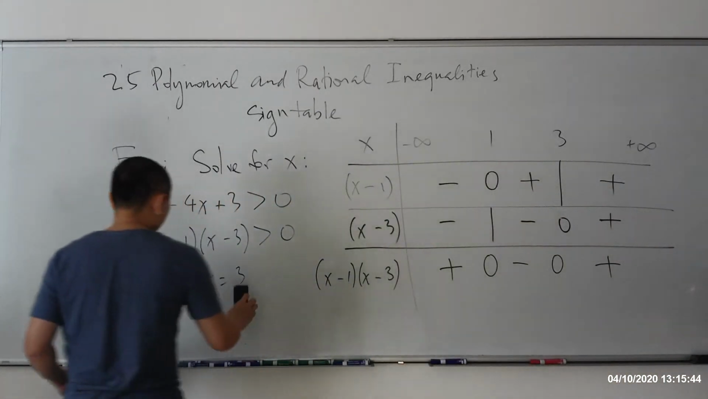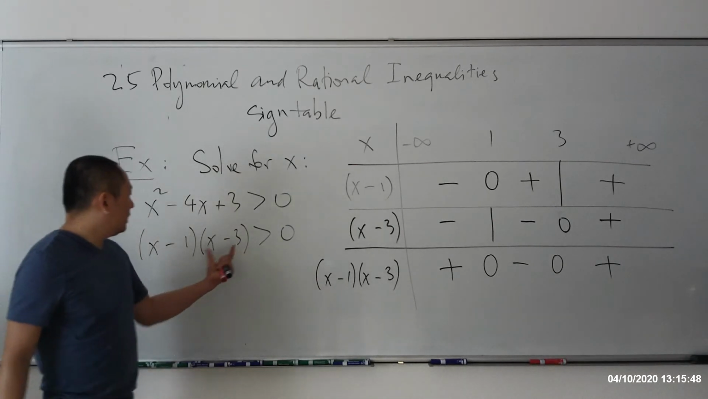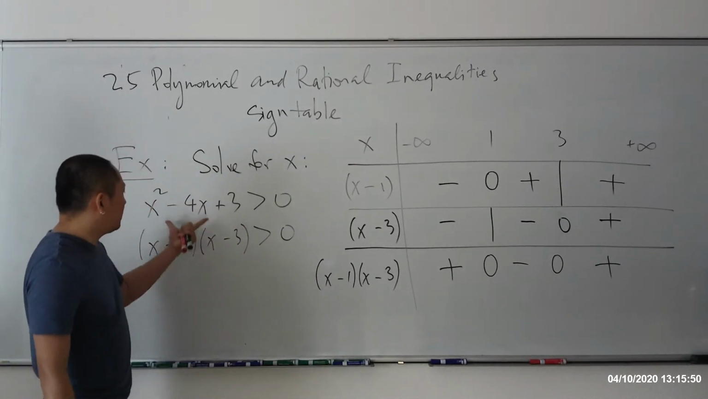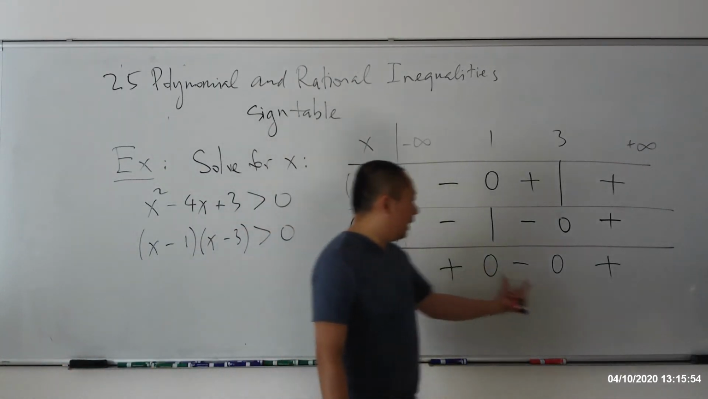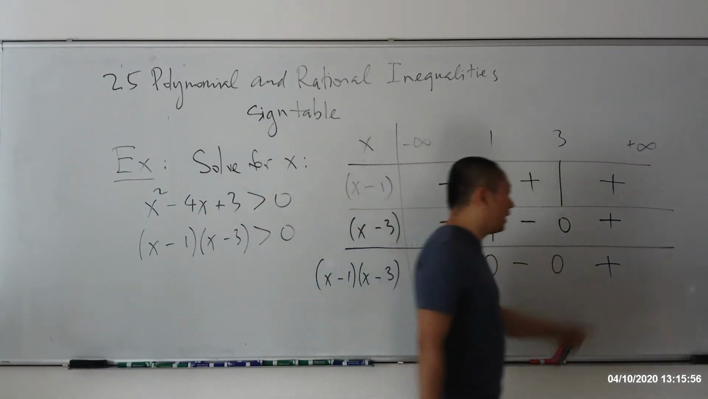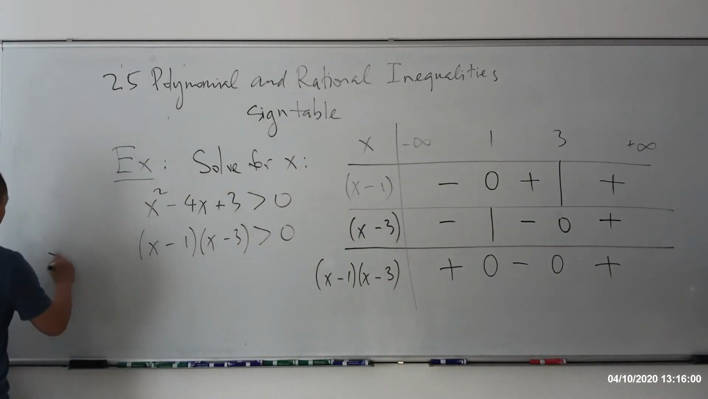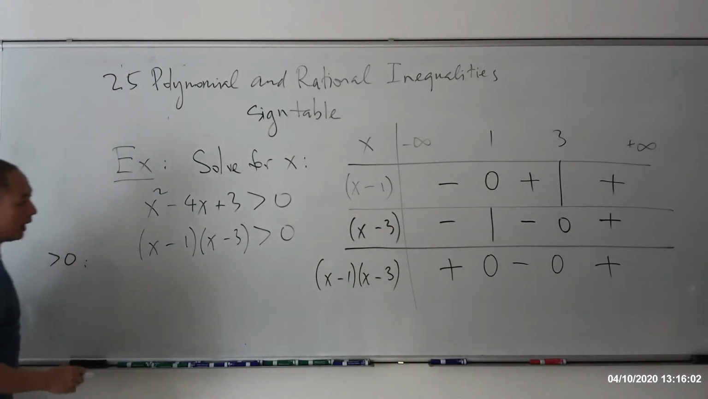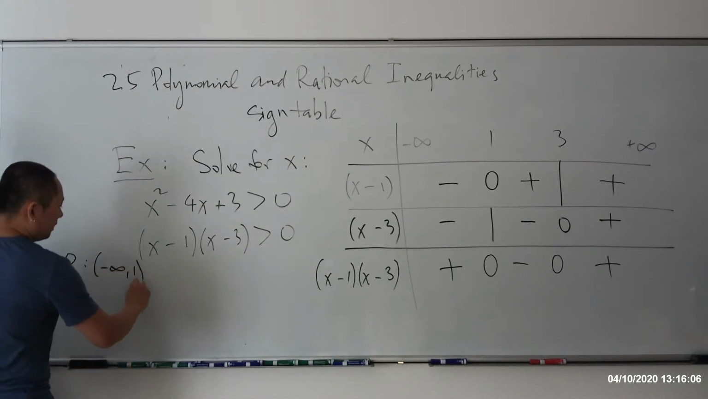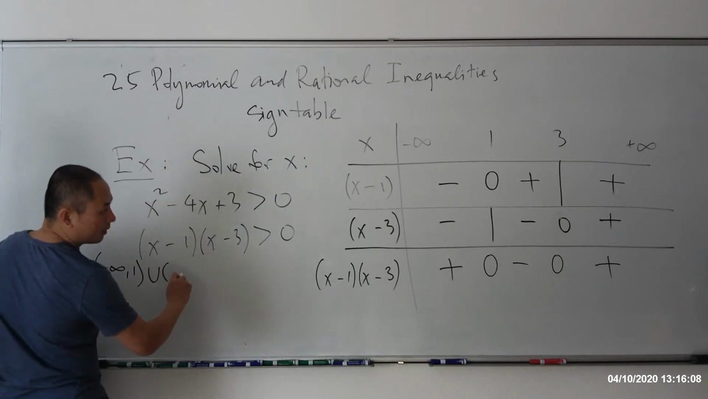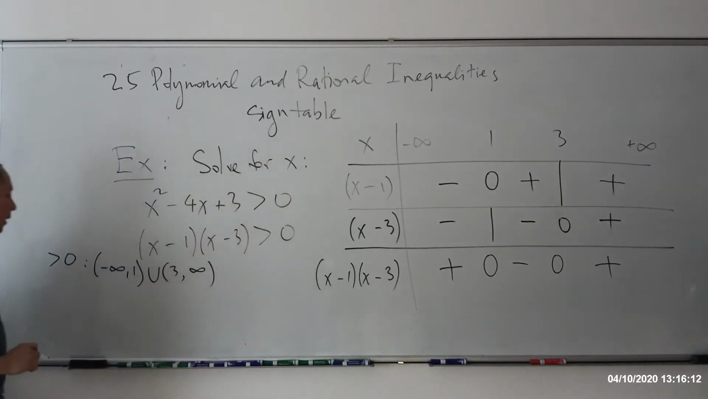And then we can answer the question. Okay? In this particular question right here, I asked you, find all the values of x such that this polynomial is greater than 0. So you're looking for the interval that gives us a positive sign. Alright, so let me write in here. For greater than 0, the answer will be two intervals. From negative infinity to 1, union from 3 to infinity.